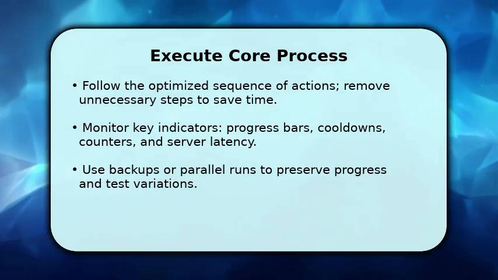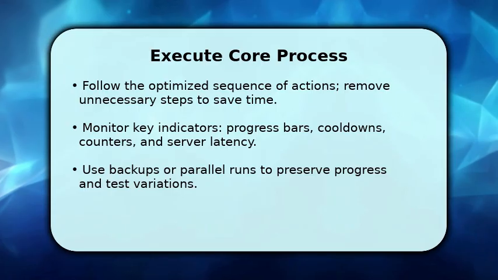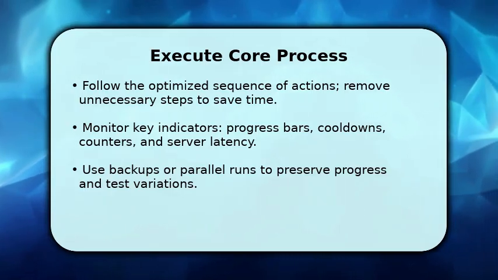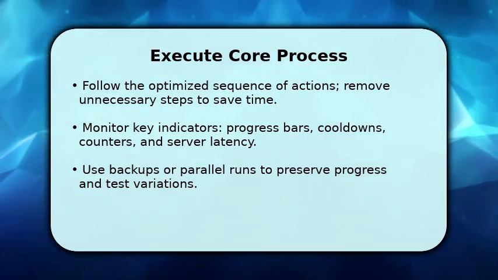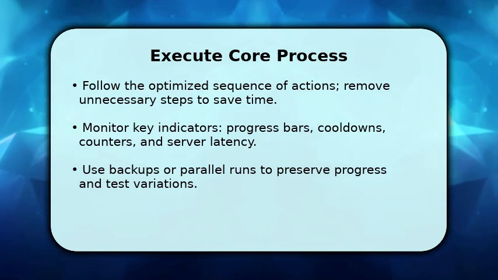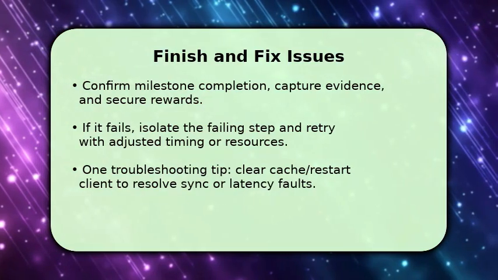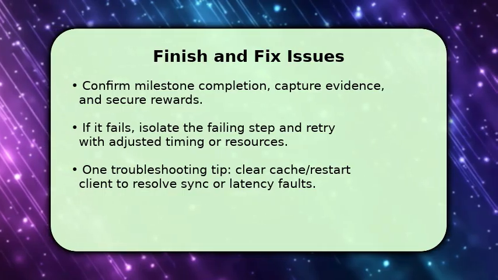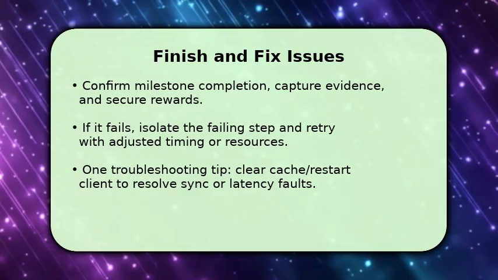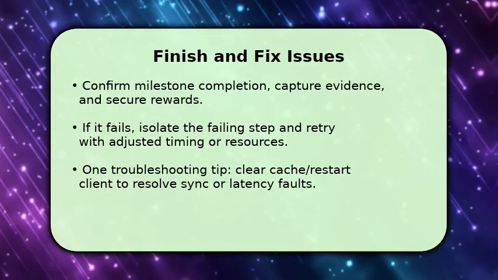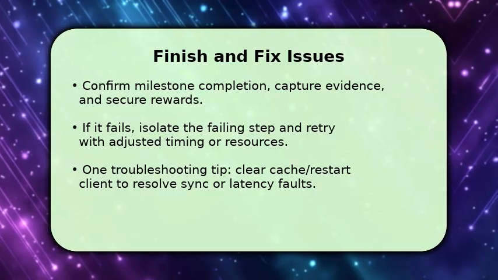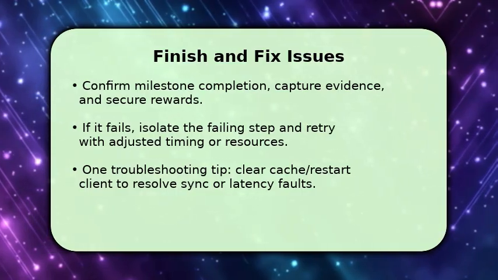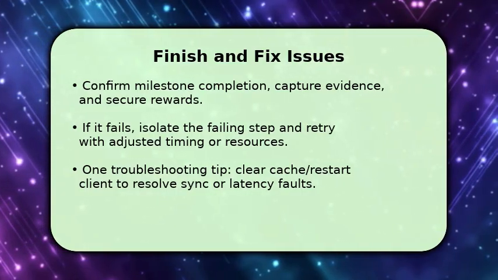Make parallel runs or use backups to test small variations without losing progress. This iterative approach narrows down the exact sequence. You complete the milestone by confirming the reward and immediately capturing evidence, screenshots or logs, so you can appeal if needed. If it didn't register, isolate which step failed and repeat with adjusted timing, resource allocation, or sequence tweaks. Make small controlled changes rather than overhauling everything.